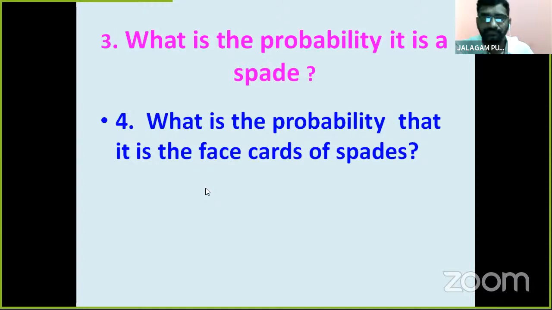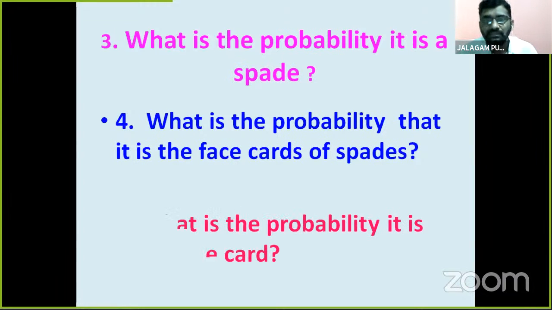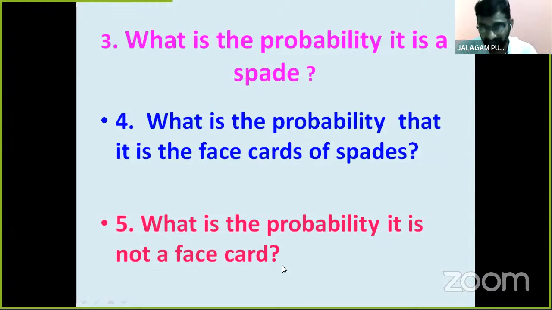Total number of outcomes, so it is the face cards of the spades. And the next one, children. What is the fifth one? What is the probability that it is not a face card? Here, what is the probability? Not a face card. The favorable outcomes are those that are not face cards. How many face cards are there in total? You remove them. The remaining are favorable. So that is why here it is the favorable outcomes by the total number of outcomes.